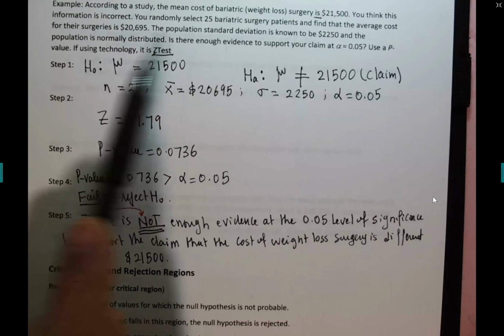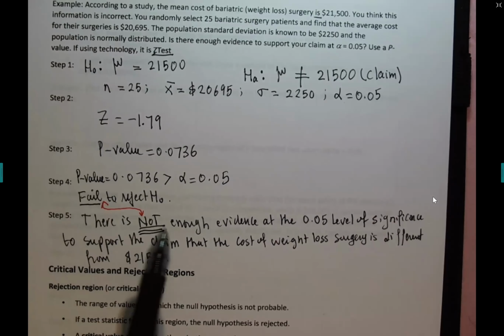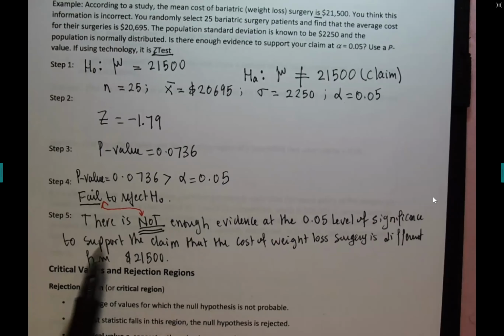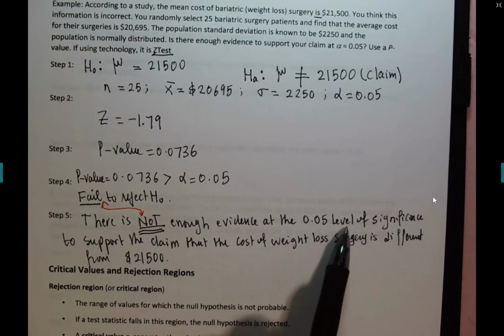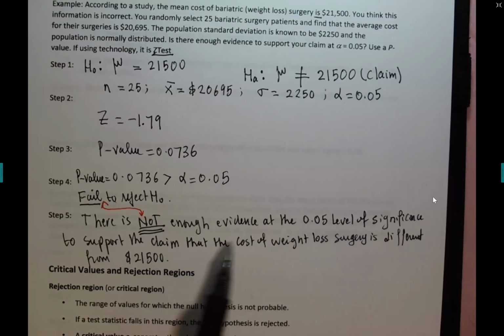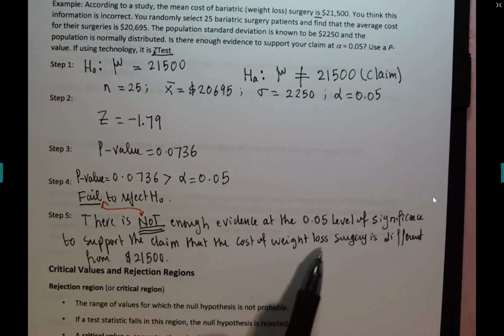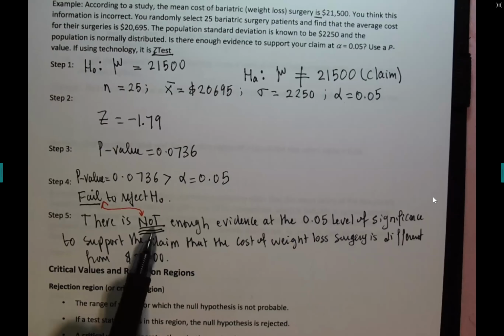But if you don't reject H0, you have to say that there is not enough evidence. Don't forget the level of significance to support the claim that the cost of weight loss surgery is different from 21,500. When you do your work in MyMathLab, you're going to see a drop down menu with there is or there is not. So you choose there is not.